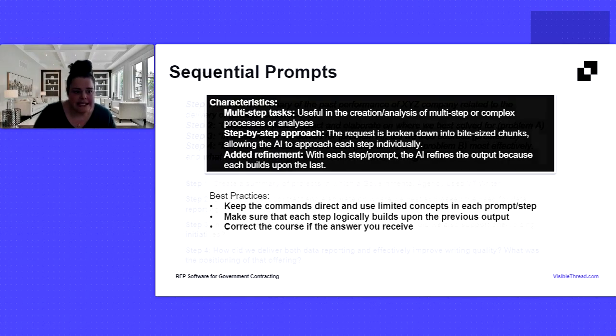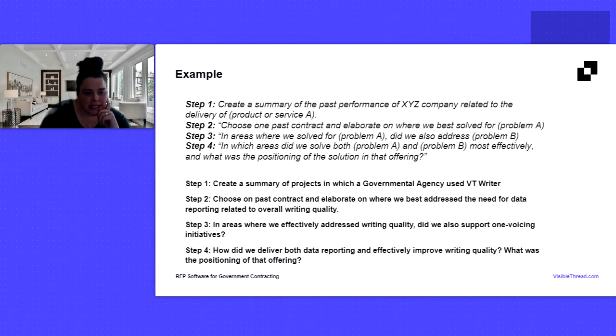So an example of this: step one would be create a summary of the past performance of XYZ company related to delivery of product or service A. So one ask really, and then choose one past contract, and you can identify one past contract. So we're going to do a summary. We're going to identify a contract and then elaborate on where we best solved for problem A. So now we're digging in. So we have a summary of past performance. We've identified one contract and we want to talk about how we're solving for problem A.